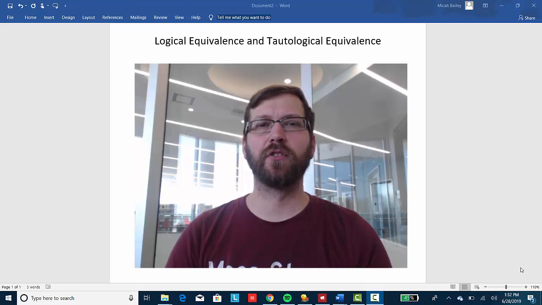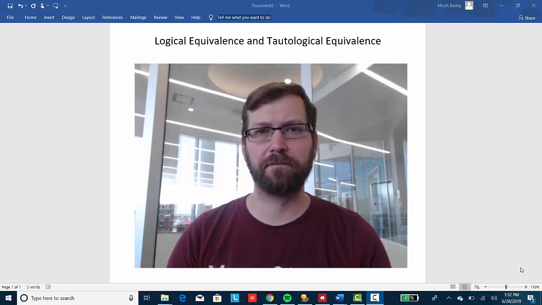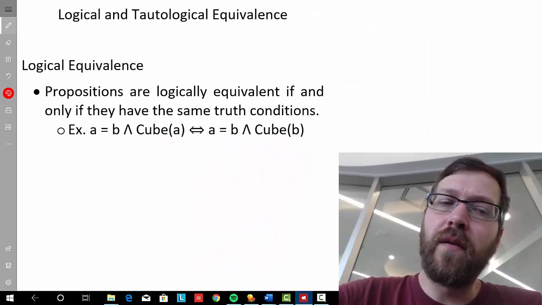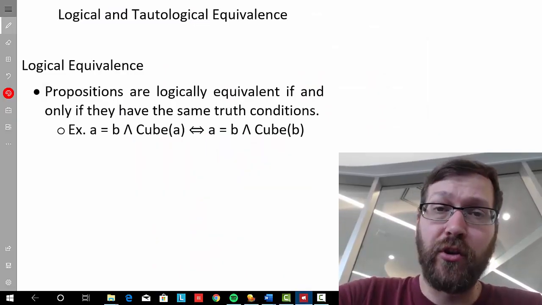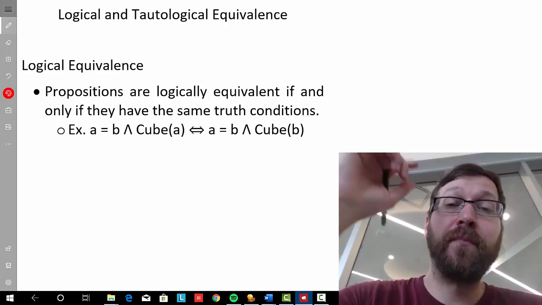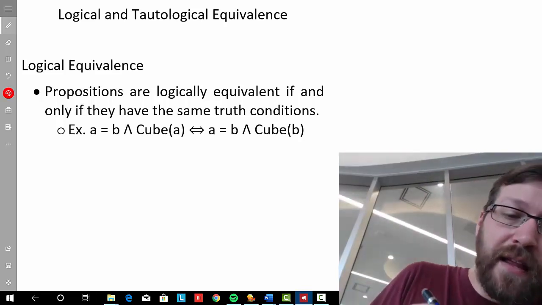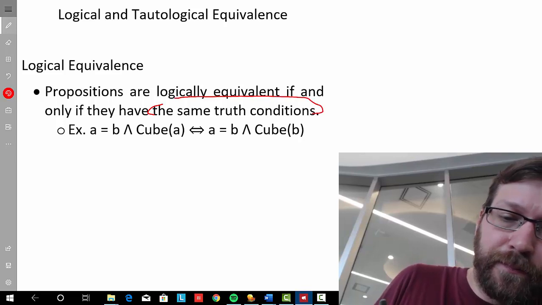In this video, we'll be taking a look at logical equivalence and tautological equivalence. Let's turn to it. All right, so we say that two propositions are logically equivalent to one another if and only if they have the same truth conditions.